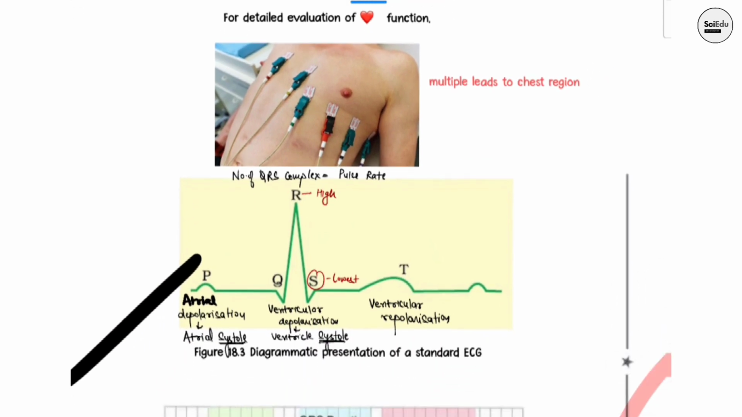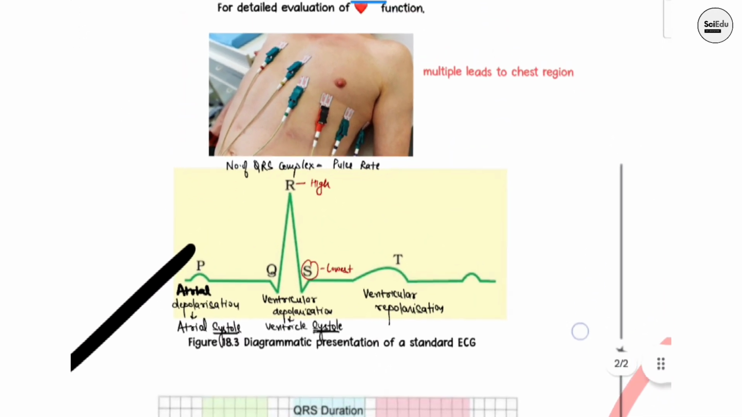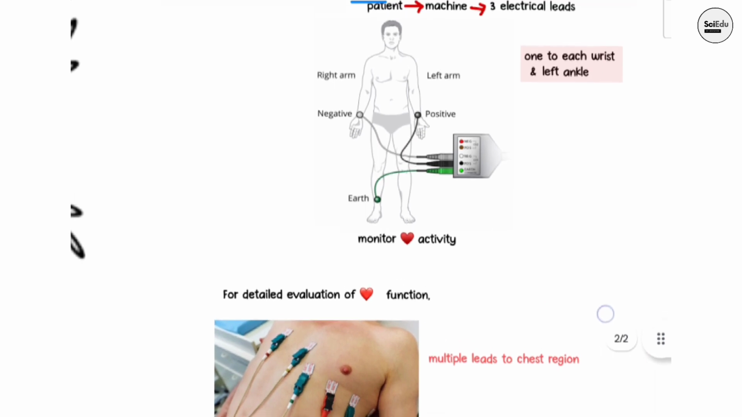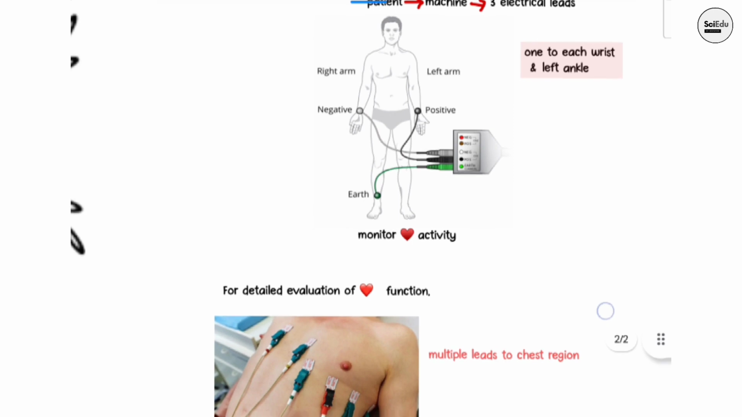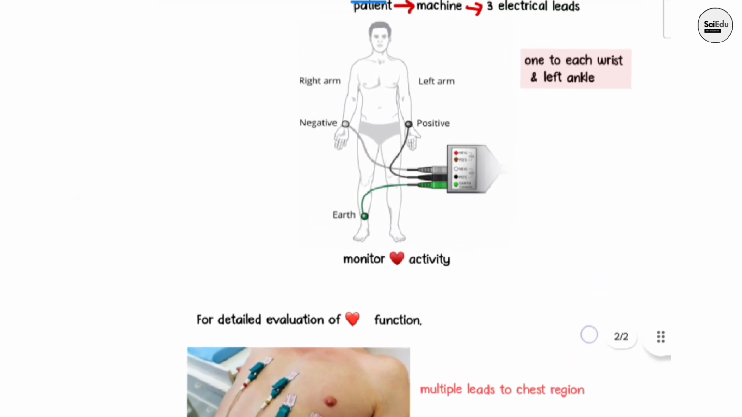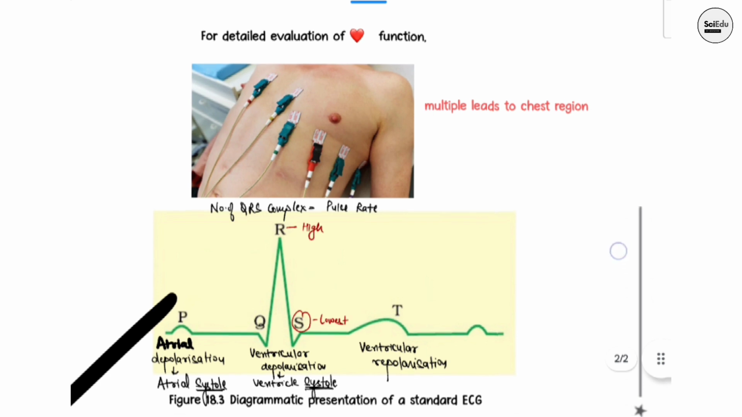To obtain a standard ECG, as shown, a patient is connected to the machine with 3 electrical leads, one to each wrist and to the left ankle, that continuously monitor the heart activity. For a detailed evaluation of the heart's function, multiple leads are attached to the chest region. Here, we will talk only about a standard ECG.